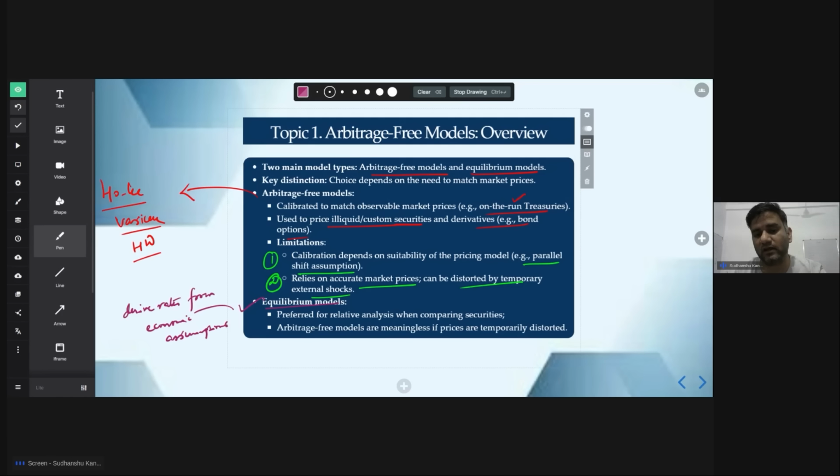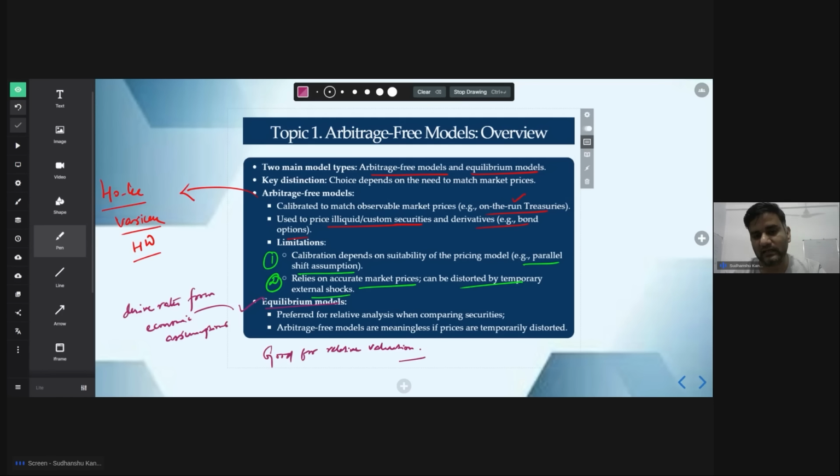So it is good for relative valuation. Let's say if the market prices are distorted, in that case the equilibrium models will hold perfectly well. But in that case arbitrage models will lose sense because they are not calibrated properly, if the calibration data is wrong.